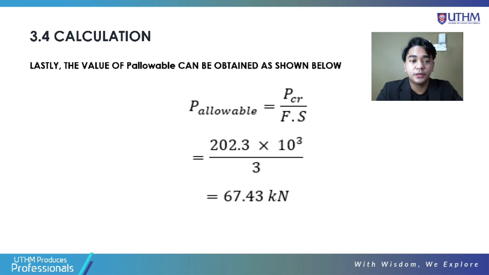Lastly, the value of the P allowable can be obtained as shown below. The value of the P allowable can be determined by dividing the value of the critical load by the factor of safety. For this project, the value of the factor of safety is 3. So after dividing the values, we obtain that the value of the P allowable is 67.43 kN. The P allowable obtained is a force that is 3 times safe with respect to the factor of safety that could be applied to the column.